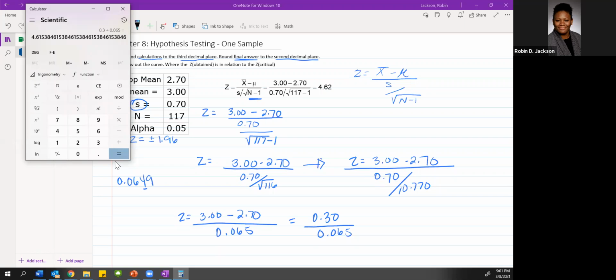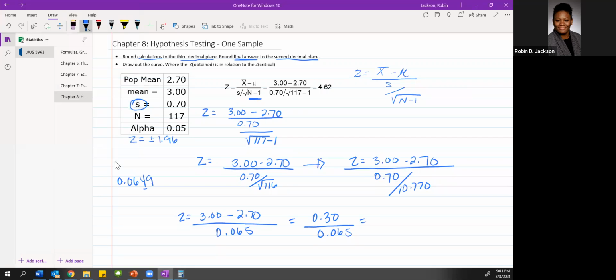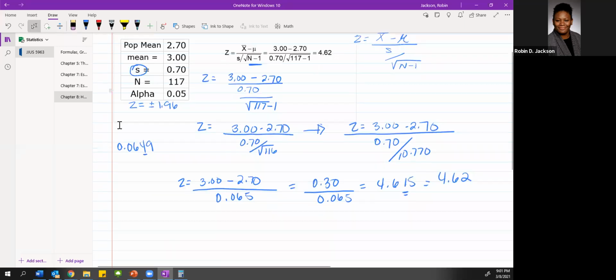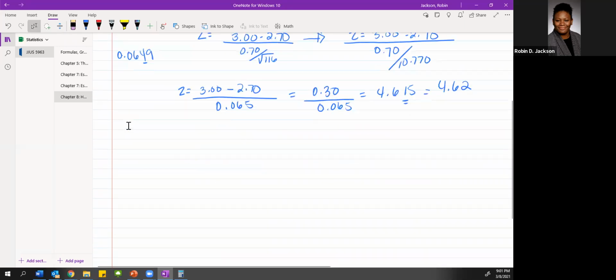So let me go ahead and do that. 4.615. Well, remember I said we're rounding to the second decimal place here. That gives us 4.62. All right, so now what I want to show you, remember I said that our alpha is 0.05.